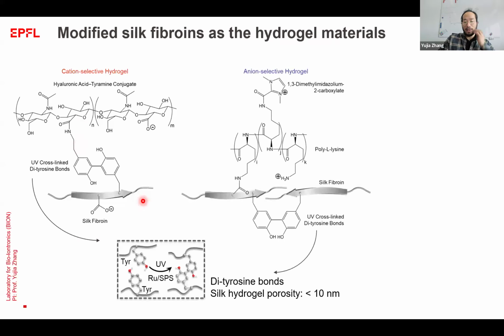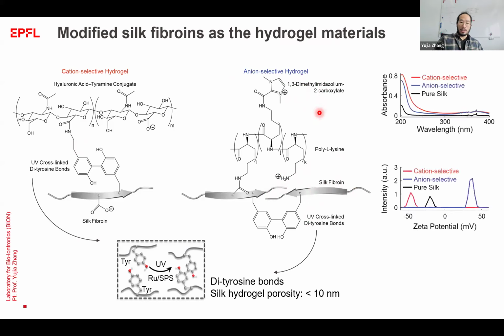On the other hand, we can also link silk fibroin with a positively charged polymer such as polylysine, which can also be further modified to make it even more positively charged. Therefore, this polymer will be anion selective. If we look at the right-hand side, the original surface charge of pure silk fibroin is the black curve, which is a slightly negative charge.